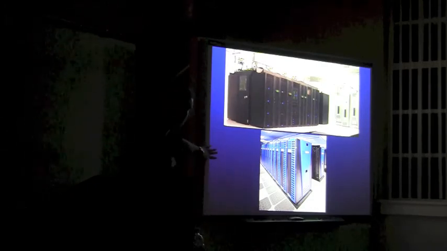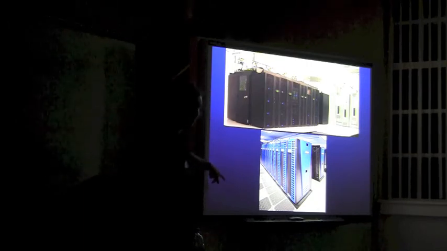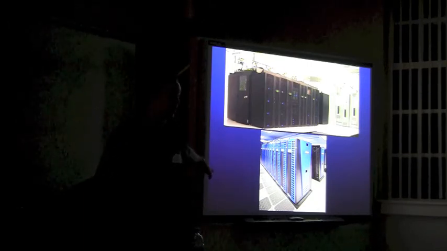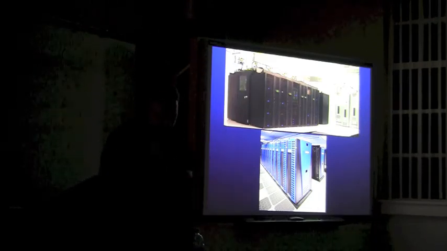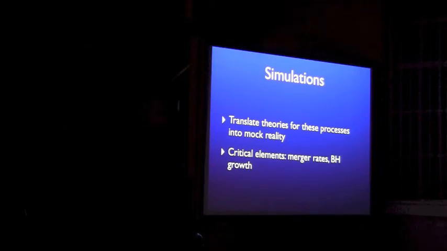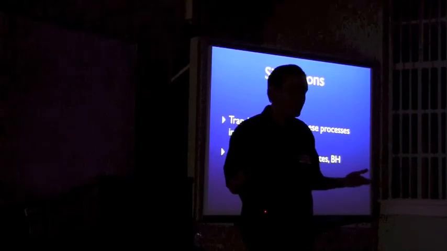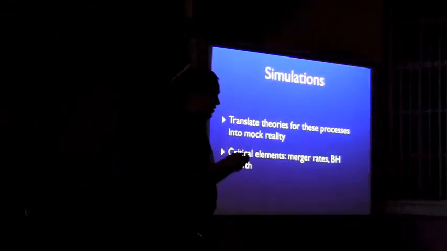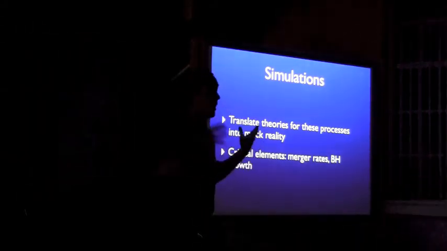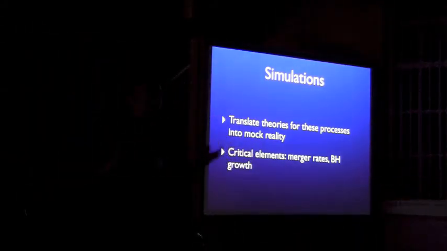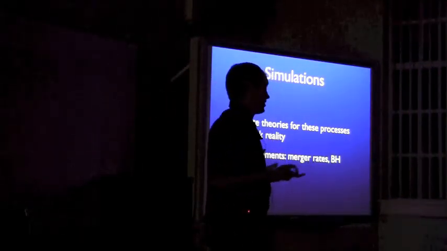And on the bottom is a newer machine that I've started using in San Diego called the Gordon Flash Supercomputer, and it's got solid state memory, solid state hard drives to make the reading and writing of data much simpler. It's faster. Yeah, orders of magnitude. So we basically just talked about everything that I put on this slide: we're trying to translate the theories that underlie the equations of gravity, gas dynamics, and star formation, and black hole growth into mock reality. We're trying to produce something that looks as realistic as possible, and in practice, it doesn't look realistic, so we want to understand why.